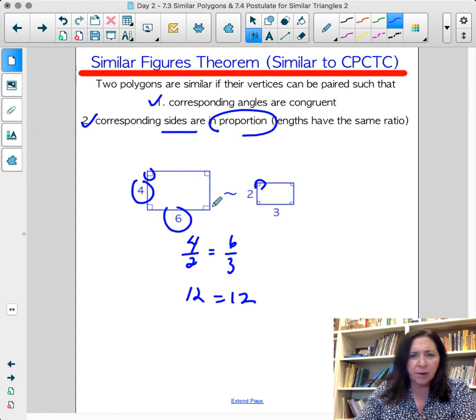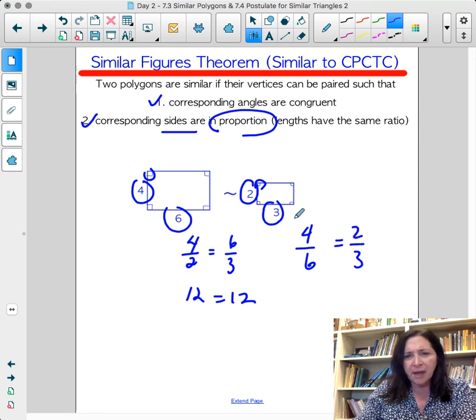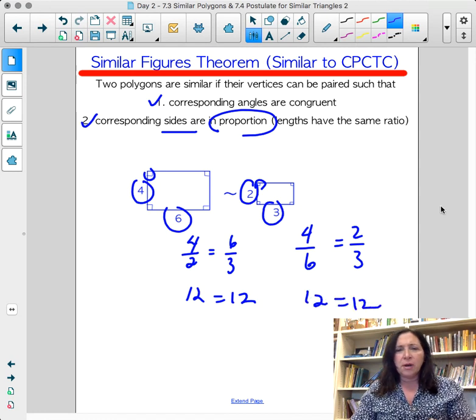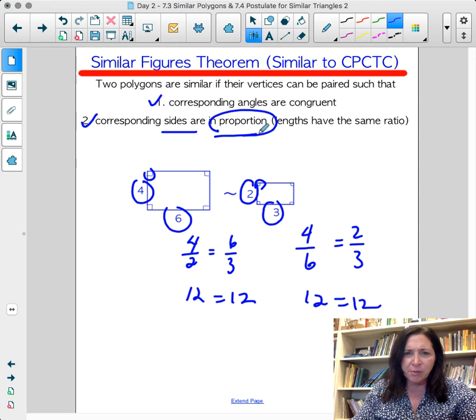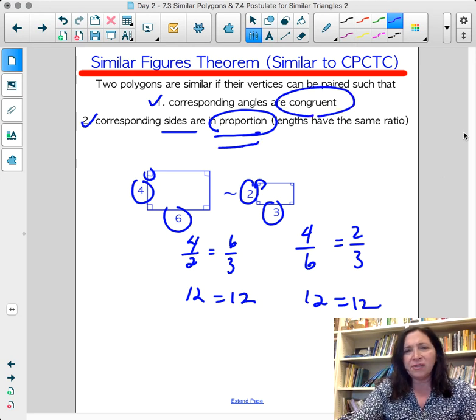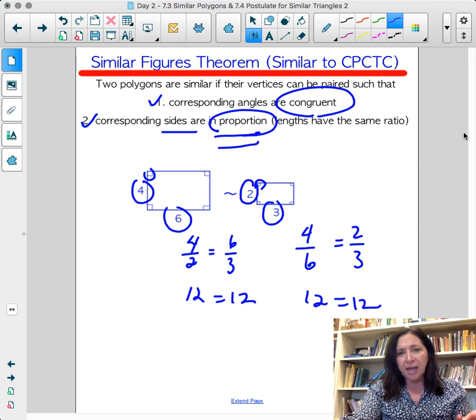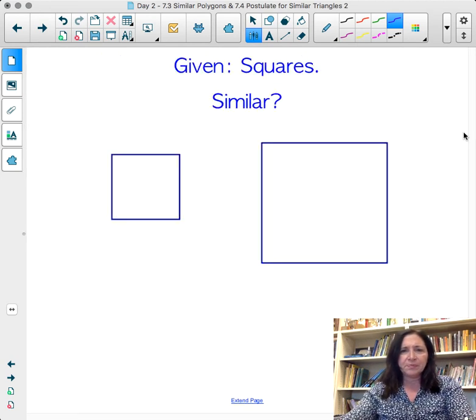height is to width as height is to width. So if I said 4 to 6 as 2 to 3, these should be equal. And I could check that by just cross multiplying, and I get 12 equals 12. So your sides, again, have to be in proportion, but your angles have to be congruent. And this is for two shapes to be similar.